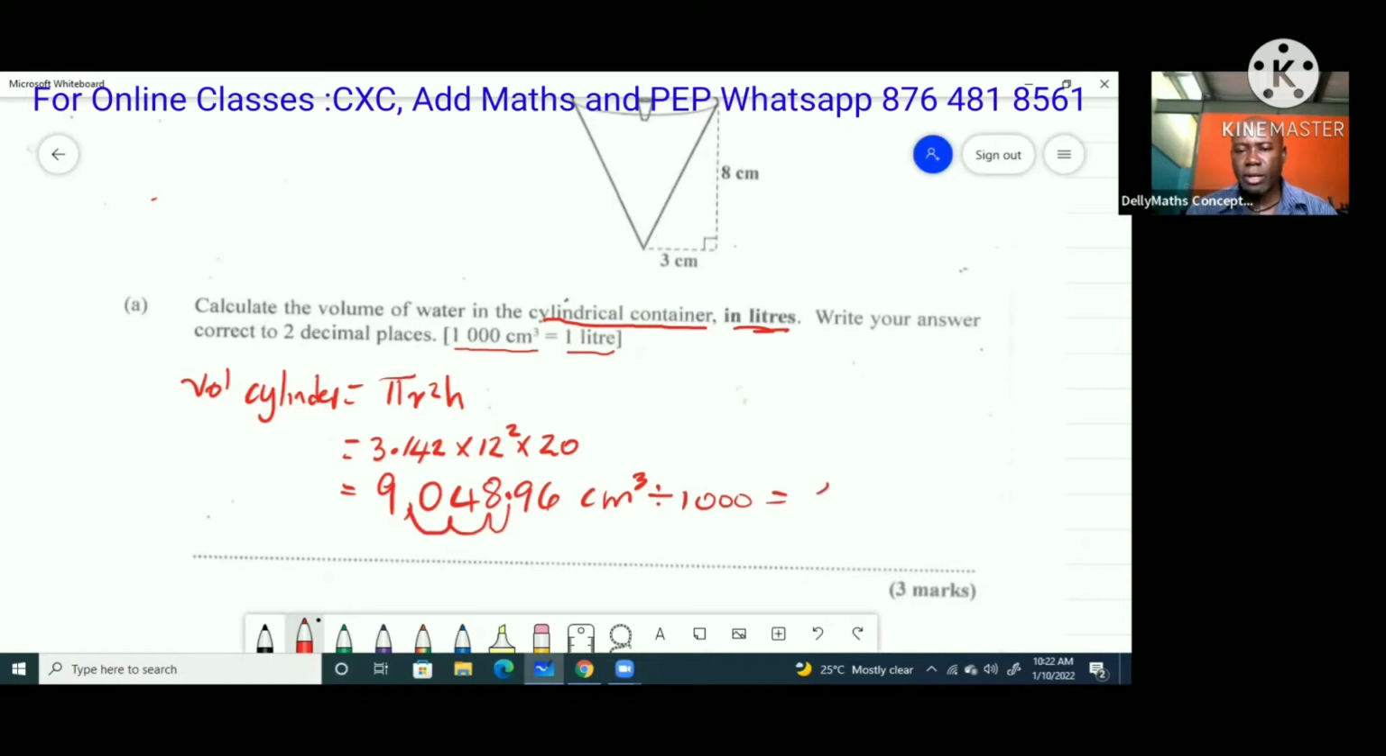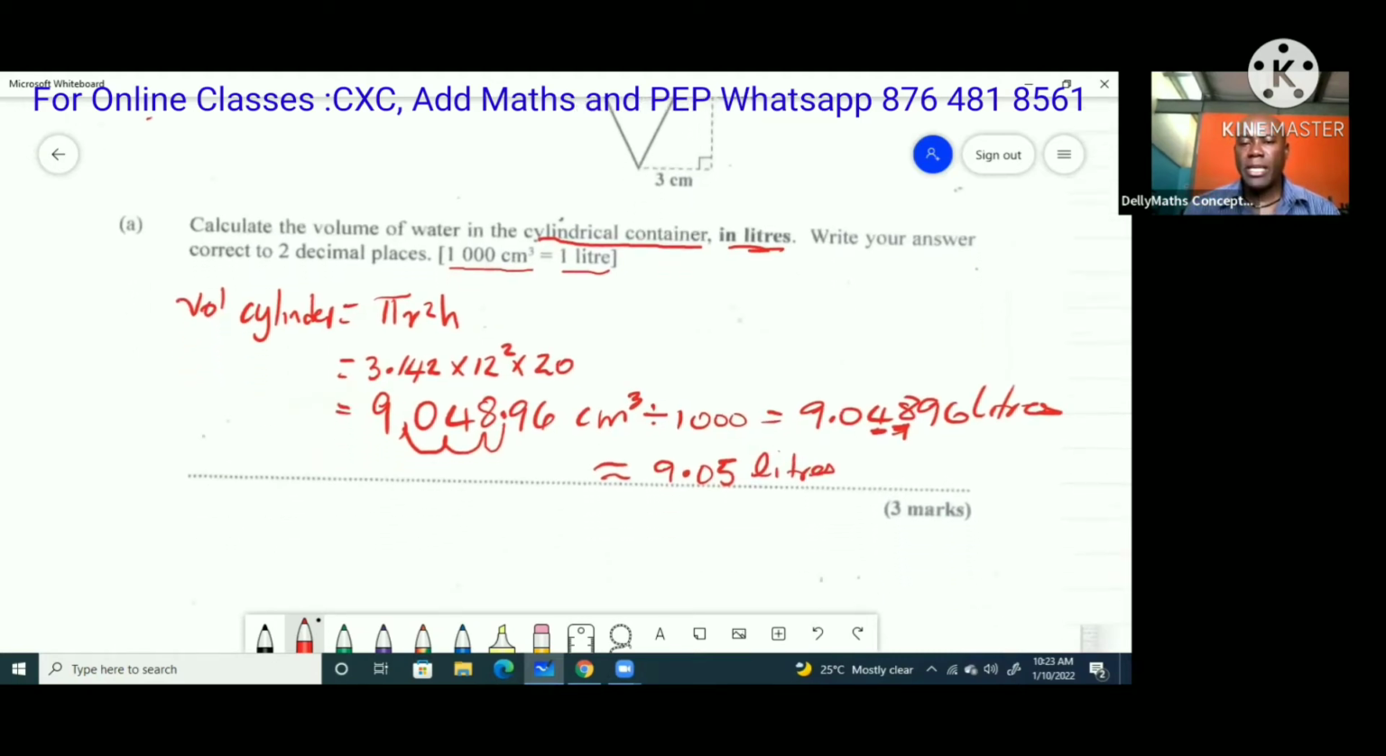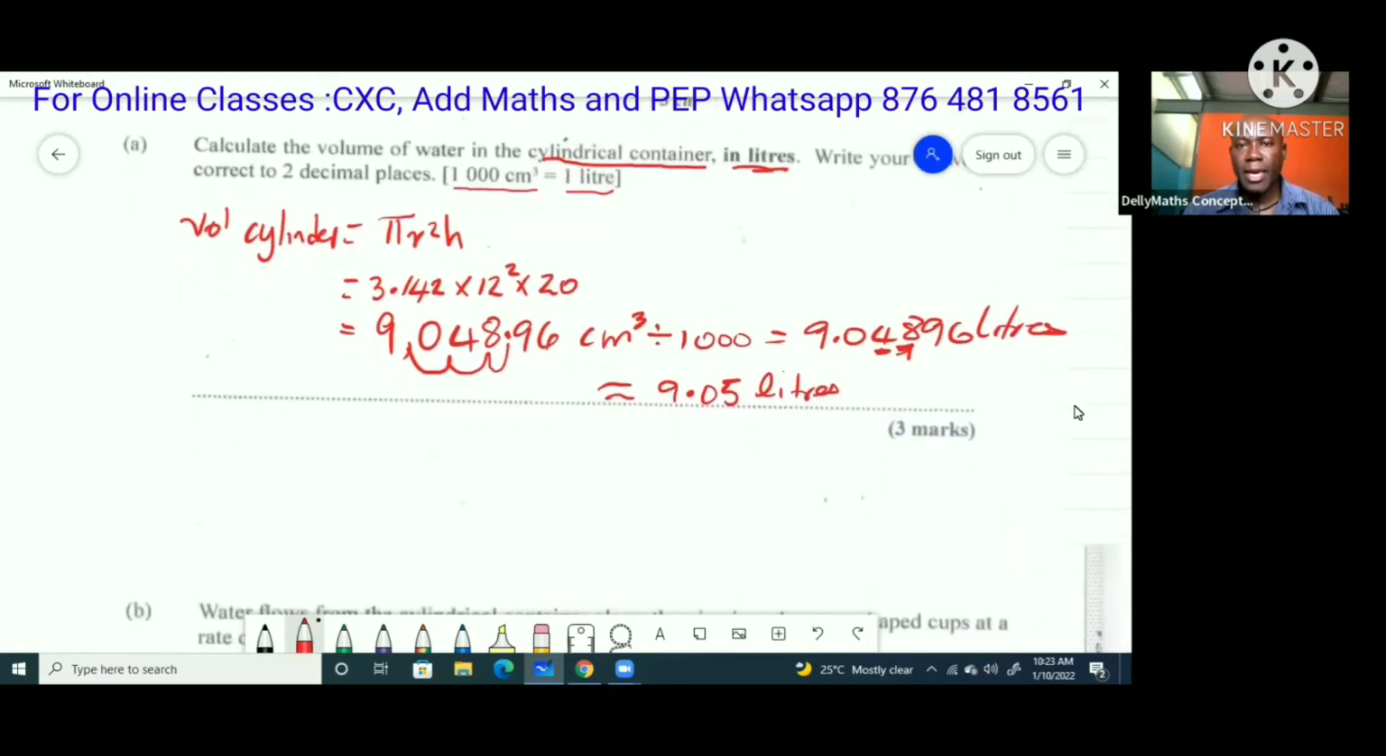In dividing by 1,000, our decimal point will travel. So in liters, we're talking about 9.04896 liters. But they want this to 2 decimal places. So finally, the answer is 9.05, because we stop here and this digit is 8, so we round up. That's our answer, 9.05 liters, the amount of water being held in the container.